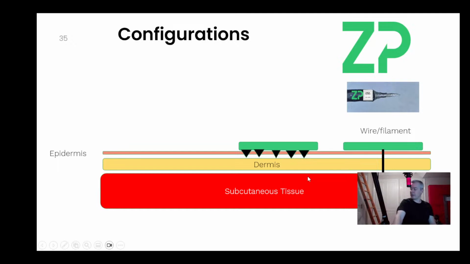I might have to grab a microneedle system now, actually. Let me just do that.